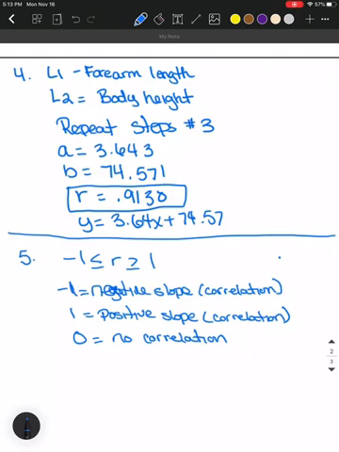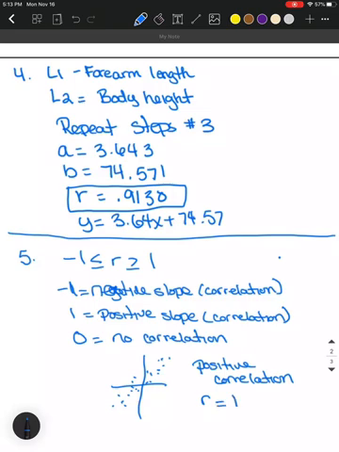So for number 5, we have data that looks similar to this. So if I'm looking at that, that's telling me that I have positive correlation. And my R value is close to +1. Because if you look, it looks like my data is trending upward.